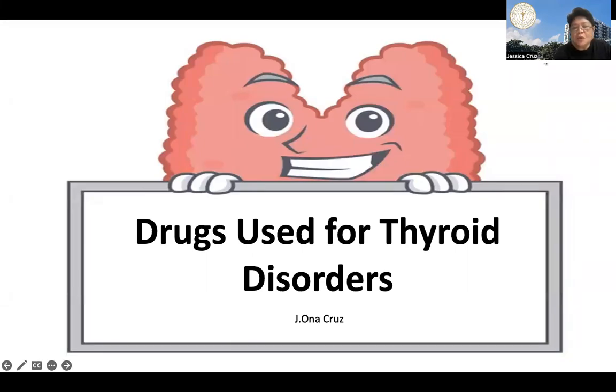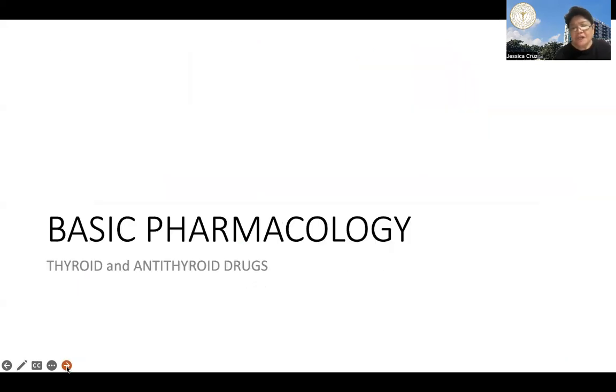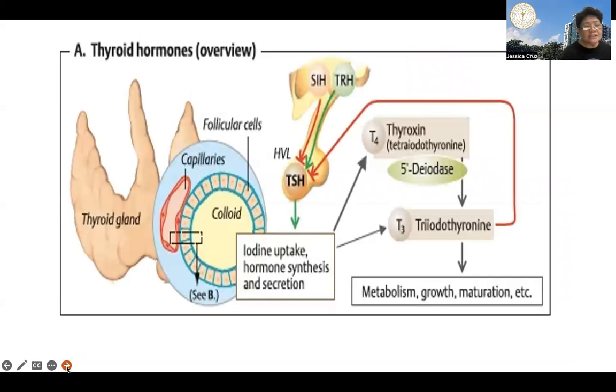Okay, so now we will learn all about the drugs used for the management of hypo and hyperthyroid conditions. I will start first with the basic pharmacology and then proceed to clinical applications later on. We will first review how thyroid hormone is synthesized because this will have bearing on the action of many of our agents. The thyroid gland produces two forms of thyroid hormone.